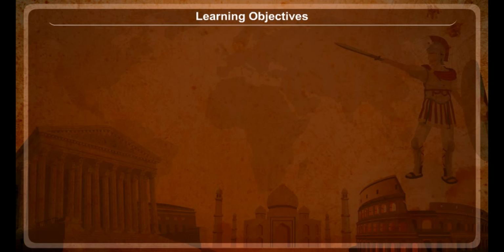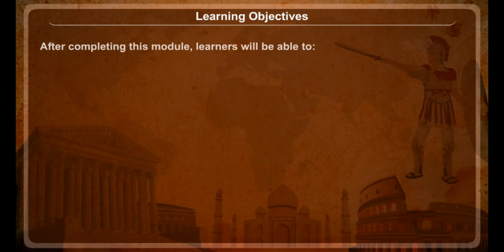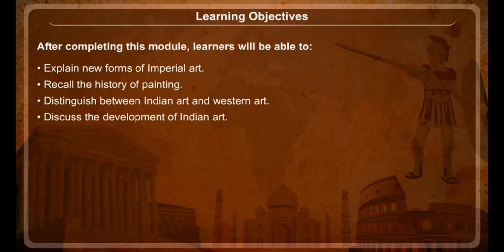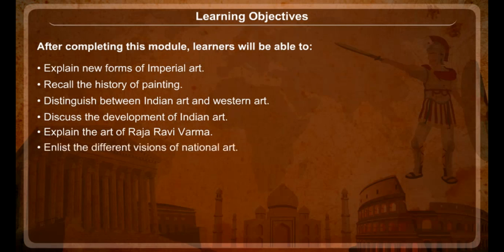Learning objectives. After completing this module, learners will be able to explain new forms of imperial art, recall the history of painting, distinguish between Indian art and Western art, discuss the development of Indian art, explain the art of Raja Ravi Varma, enlist the different visions of national art.